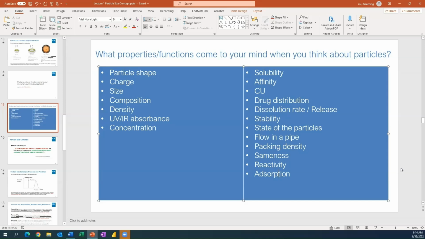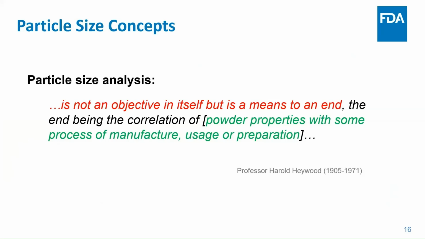To summarize what I'm trying to describe here, let me share my screen again. I'm going to quote Professor Dr. Harold Heywood. He described this, which I think summarizes very well what I want to say here: particle size analysis is not an objective in itself, but is a means to an end. And the end being the correlation, what he stated is in green, of a powder property with some other process of manufacture, usage, or preparation. However, you can replace those in green with the thing that matters to you during the review, right? So you can rewrite this as: particle size analysis is not an objective in itself, but a means to an end, the end being the correlation, let's say, of the size of the particles with the availability of drug in vivo, right?